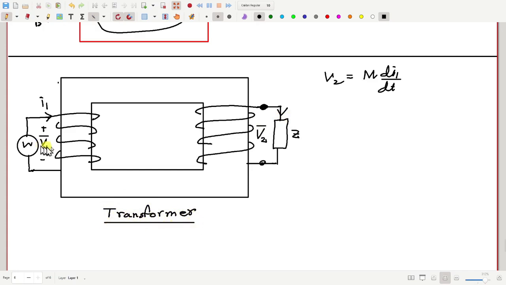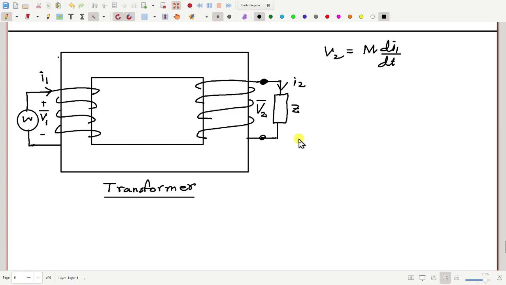And this way you can transmit power from one side to the other side without any physical, conducting connection. Here I2 will be V2 by Z, I mean, it will depend on V2 and Z. Also, the inductance of the coil will come into the picture.